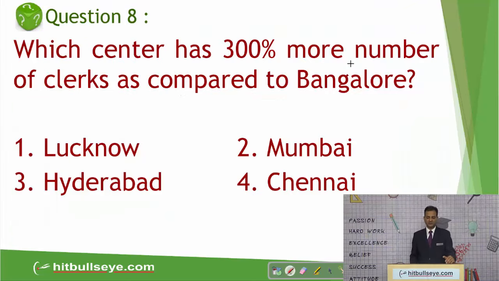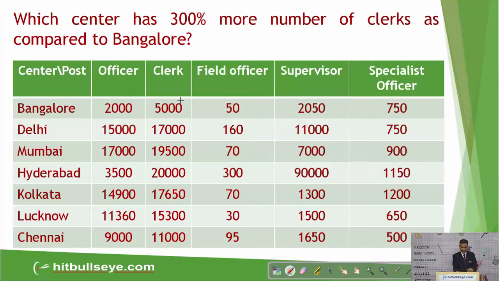Which center has 300% more number of clerks as compared to Bangalore? So now in Bangalore you can see numbers are 5,000. So what is he asking? Has 300% more number of clerks. That means the center should have 4 times. Because if I say my income is 1 and it has risen to 4, so what is the percentage change? If my income is 1 and it becomes 4, so you can say, sir, it is 4 minus 1, 3, 3 by 1 into 100, 300% change is there. So simply we have to see what is the 4 times figure.